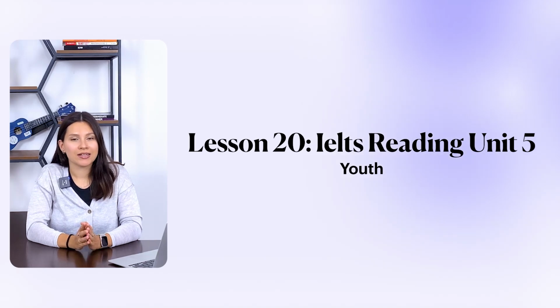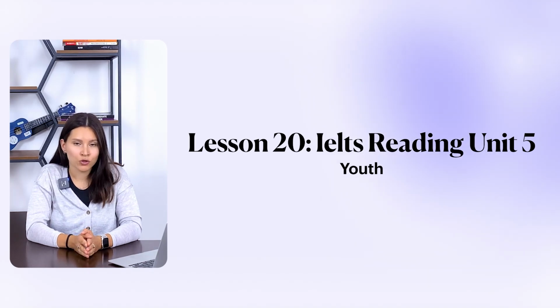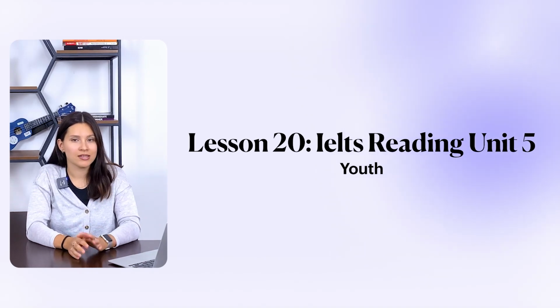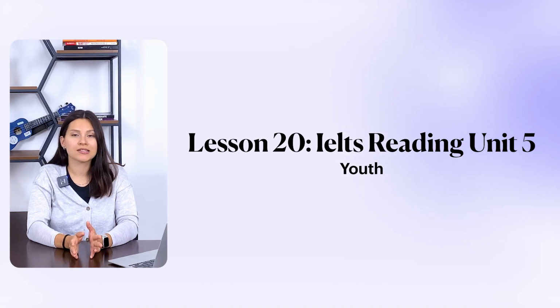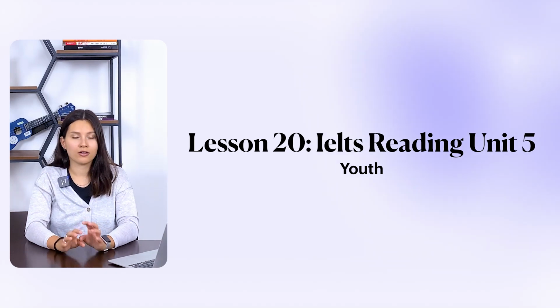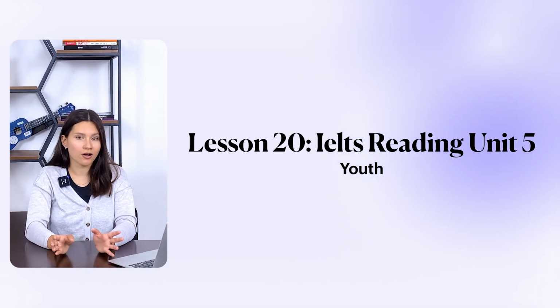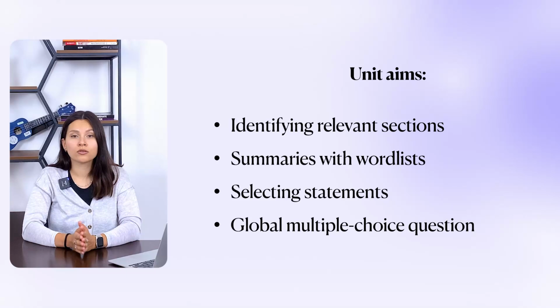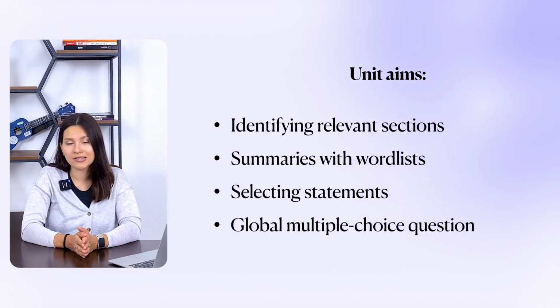Okay, so it is lesson 5 from your IELTS reading textbook, and the general topic for today is youth. As always, I will list the unit aims for today, so you'll have a rough outline of what we're going to talk about. The first one is we're going to learn how to identify relevant sections.